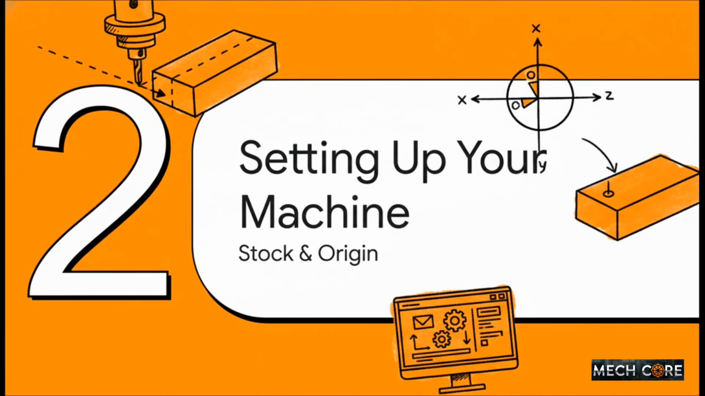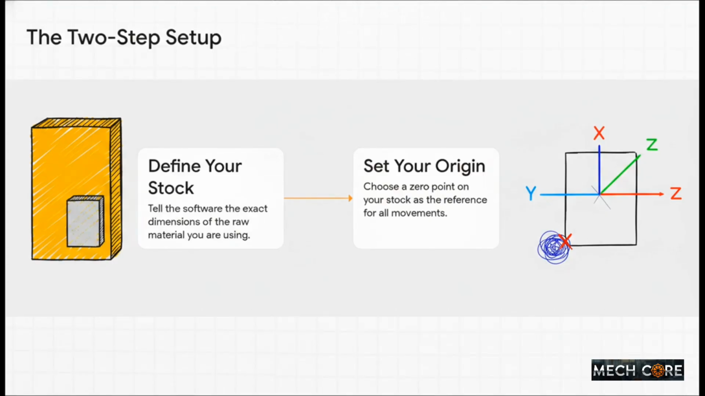Okay, so we're in the manufacture workspace. First things first, before we can even think about telling the machine what to cut, we have to tell it two things: what it's cutting from and where it needs to start. This whole process is called the setup. And this setup is really just two key steps. Step one, you define your stock. That's just a fancy word for the piece of raw material you're starting with, that block of wood or metal. And step two, you set your origin. This is your 0 point for everything. It's like telling the machine, hey, right here, this exact spot is where X, Y, and Z are all 0.